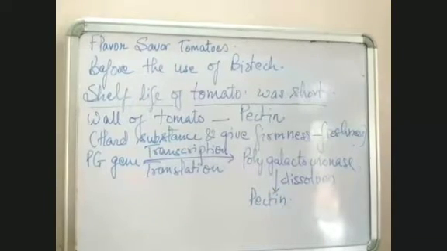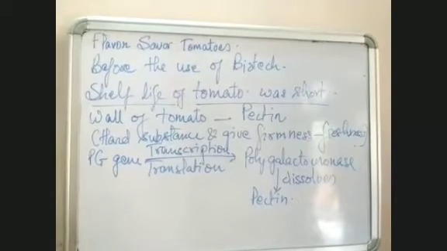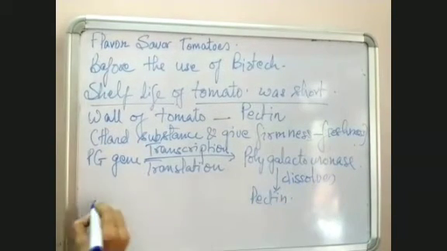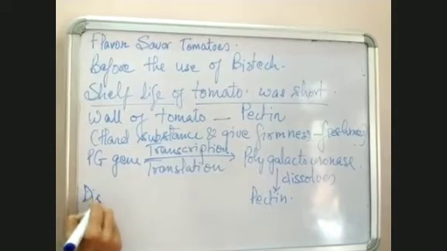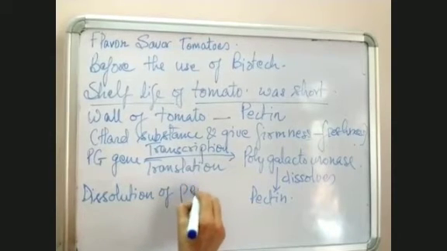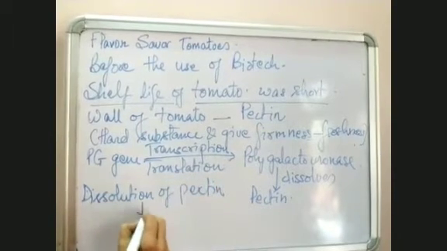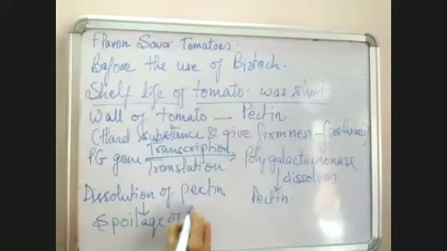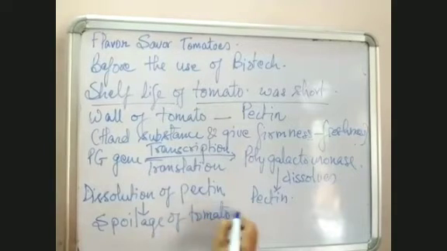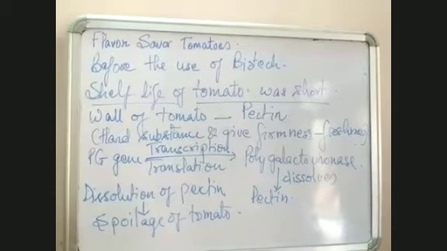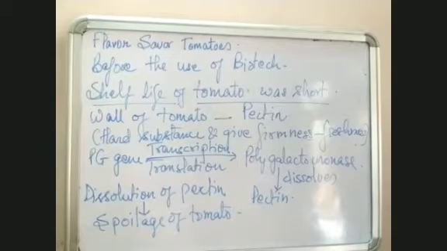This polygalacturonase dissolves pectin. That means if pectin is dissolved, the firmness is lost. Dissolution of pectin is responsible for spoilage of tomato. So if this pectin is not dissolved, then the shelf life can be increased, because the pectin will not dissolve and the shelf life of tomato can be increased many folds.